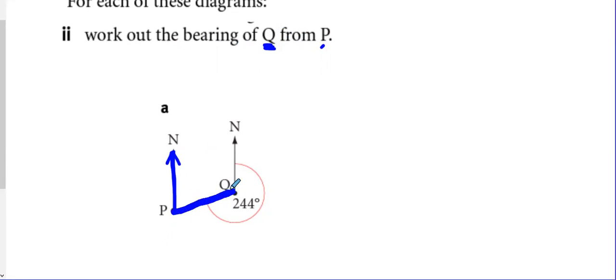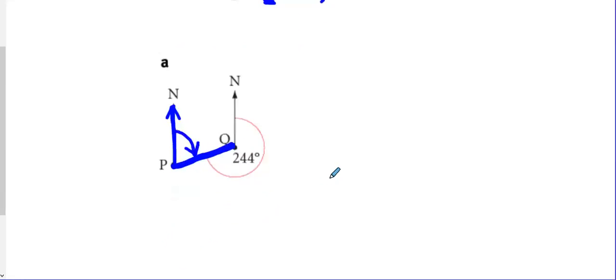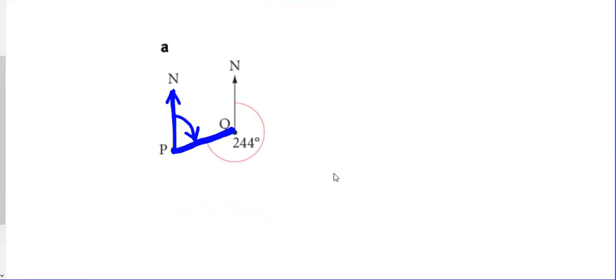Now, which angle do you think they're talking about? This time they are talking about this angle here. The bearing is measured from the north direction, which is this one, to the line we have drawn. Now, how do we do that? We use calculations. We don't have to measure. This is 248 degrees. How do we make use of that?